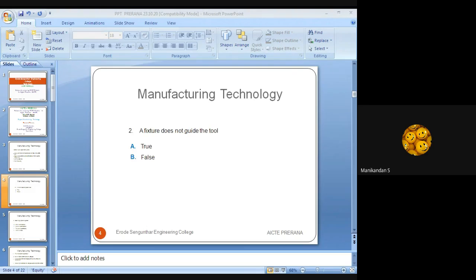Correct one. Okay. A jig supports the tool, whereas the fixture guides the tool. So the statement that the fixture does not guide the tool is a correct one. The jig supports the tool, whereas the fixture guides the tool. Okay. A jig is used to guide and fix the workpiece, and the fixture is used to fix the workpiece. Okay.